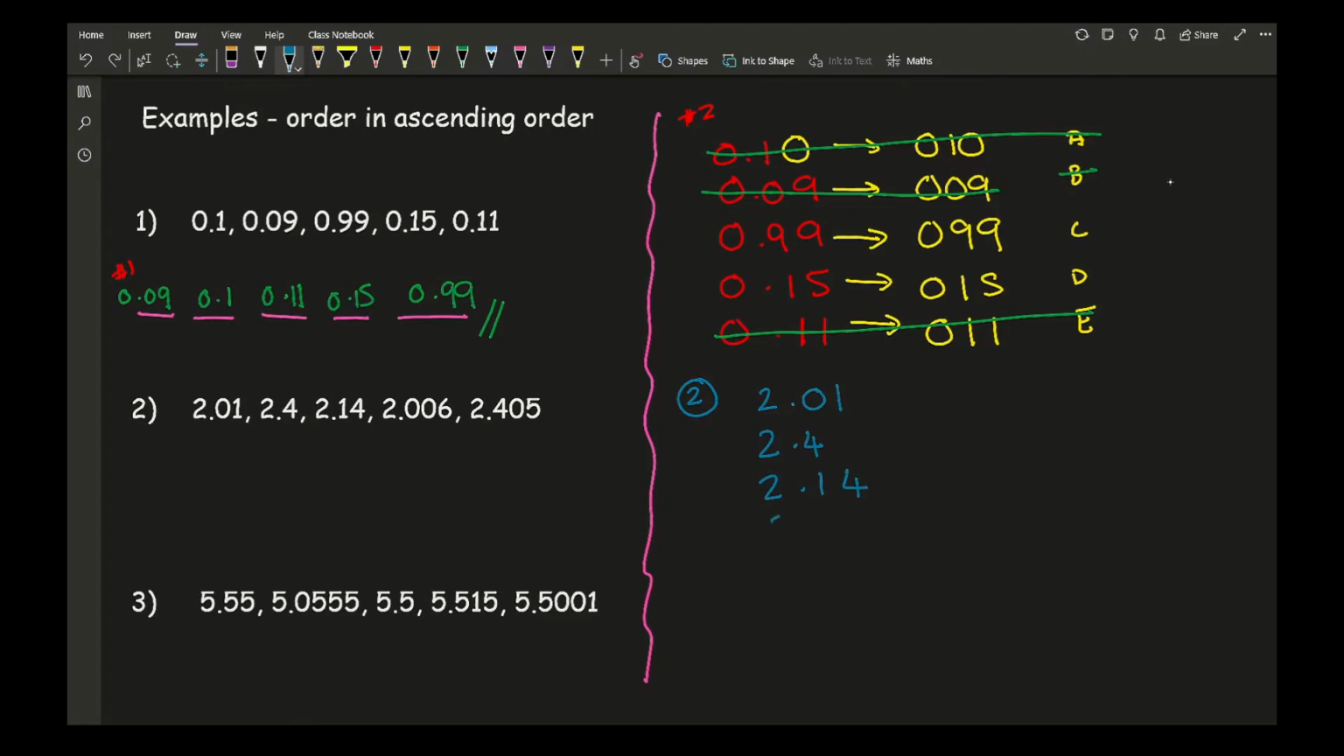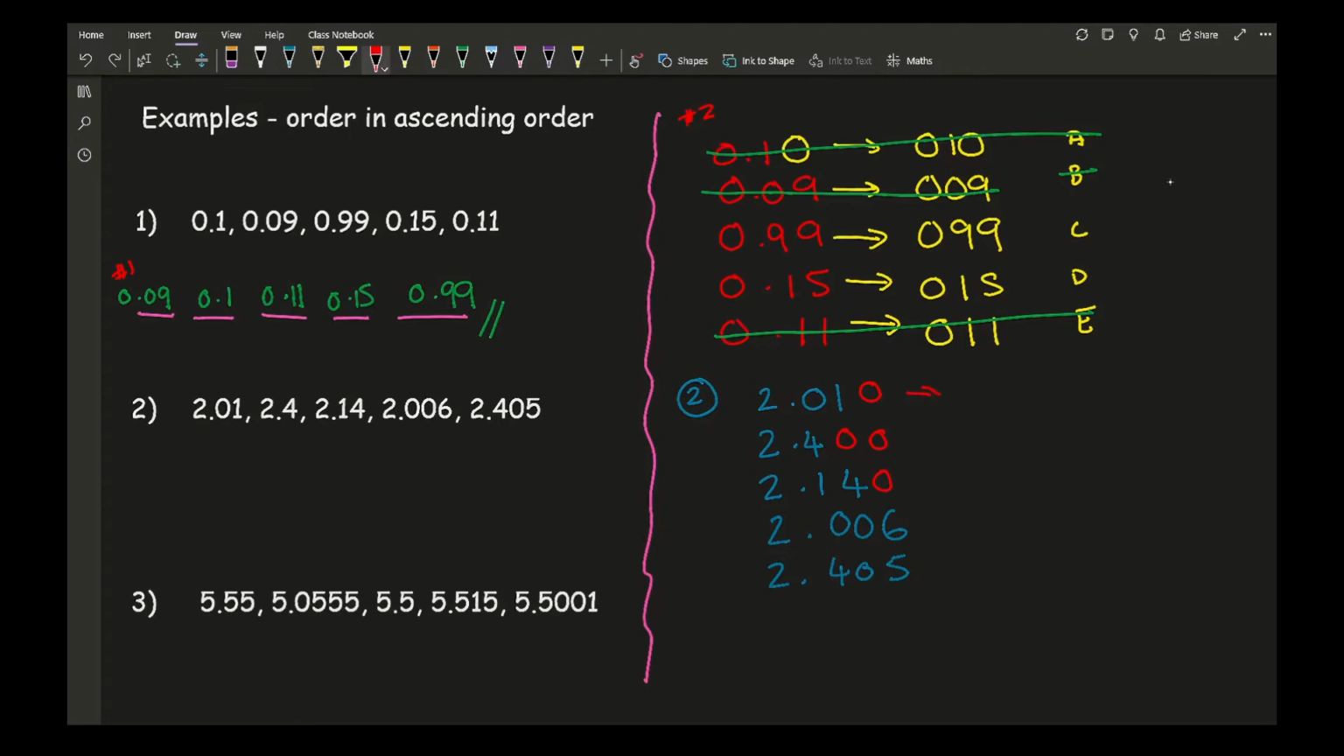2.14, 2.006 and 2.405. So again, you can see here that the most number of digits I've got after the decimal point is 3. So I'm going to write down every single number so they've got 3 digits after the decimal point, and you can see I'm adding zeros to those numbers that haven't.